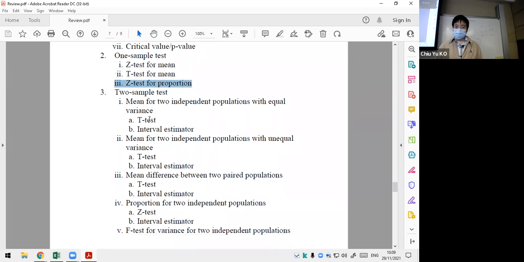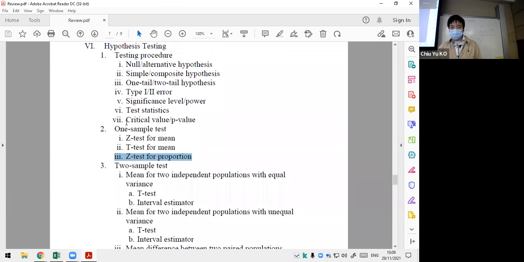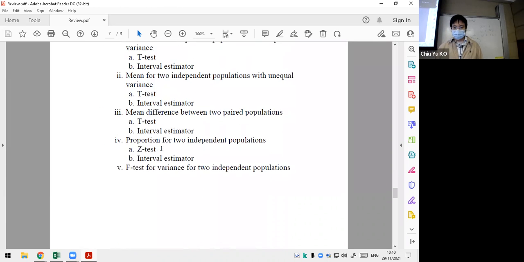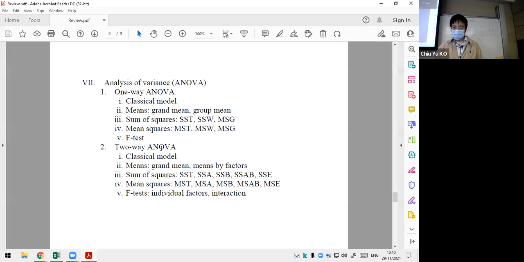And we also learn 2 samples, and then many, right? You assume the equal variance, they do have unequal variance, they have paired populations, and also proportion, and also the F. Okay, so at the beginning of class we mentioned how to construct the tables, so you should be able to construct it on your own, or you can print out the thing.